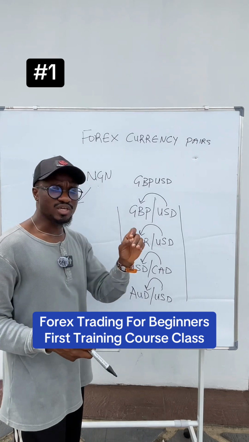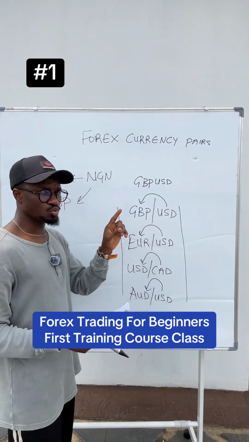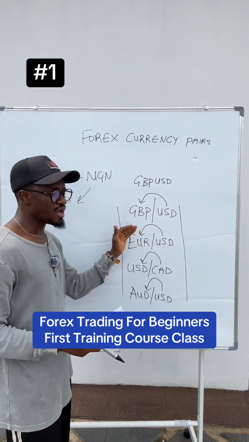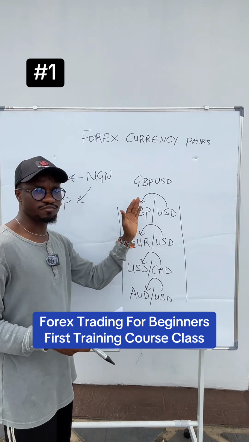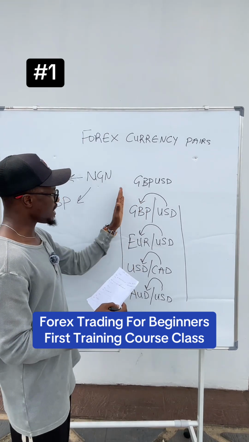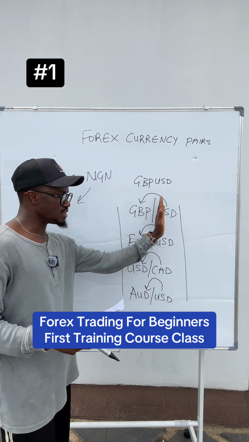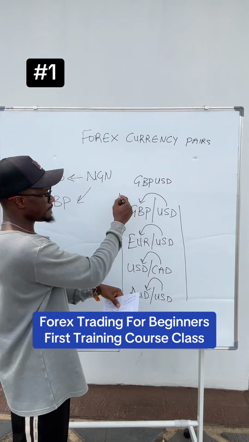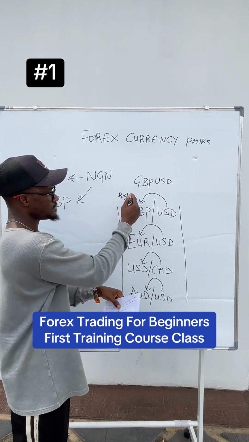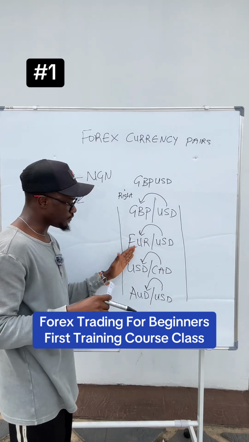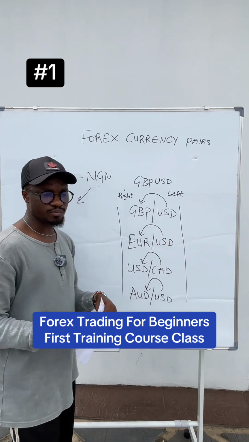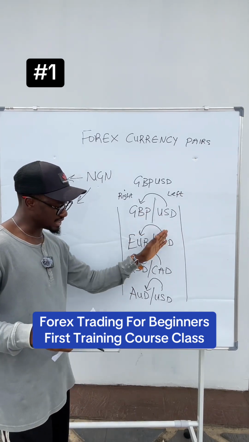Now, in the next video, I am going to tell you the names of each of these currencies based on the side they fall into. You know, we have the first side right here, we have the other side right here. That is the currency that comes first. And we have the other side right here. These are the currencies that come last, right?